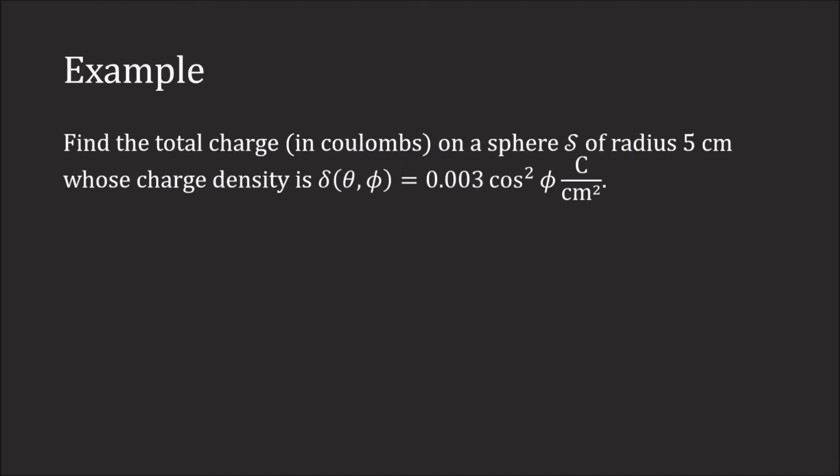Let's consider this example. Find the total charge on a sphere of radius 5 centimeters whose charge density is given by delta of theta, phi equals 0.03 cosine squared phi, measured in coulombs per square centimeter. Now, first we need a parametrization. Well, this is a sphere of radius 5.